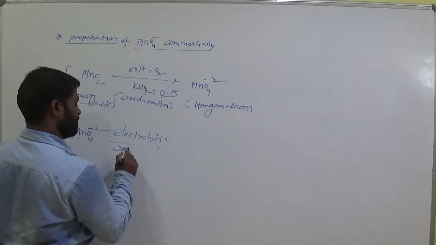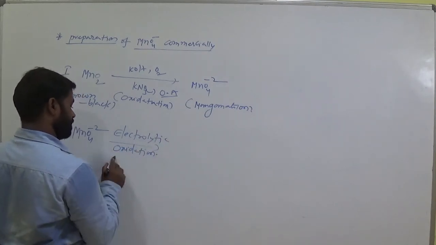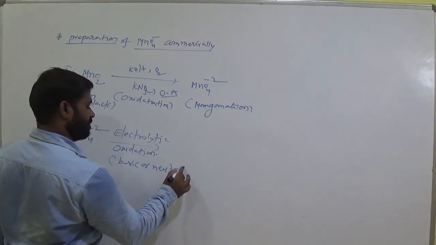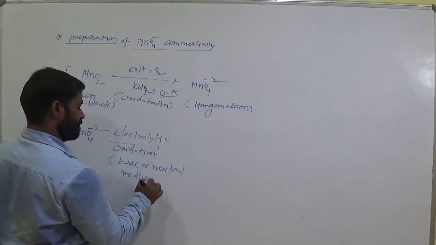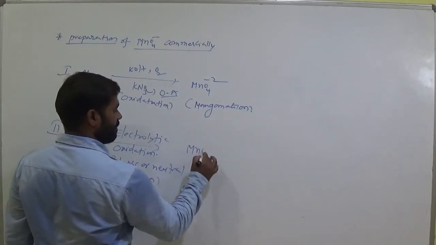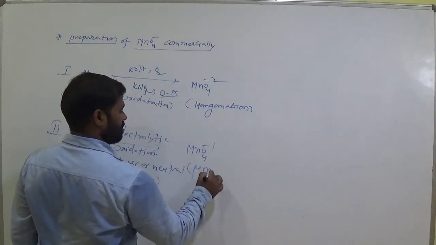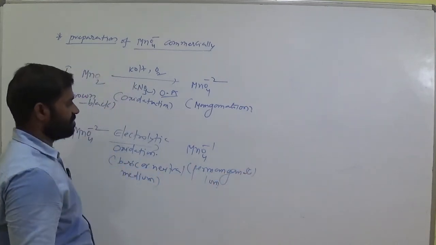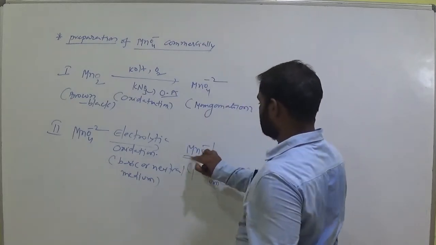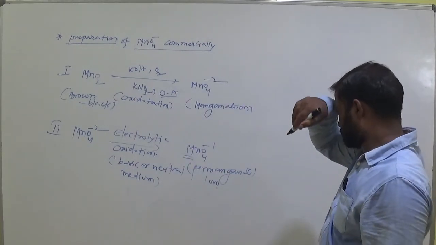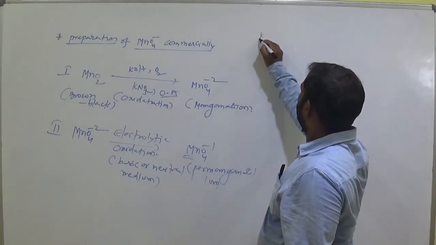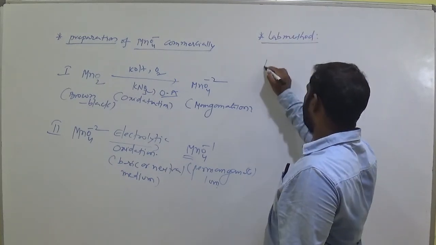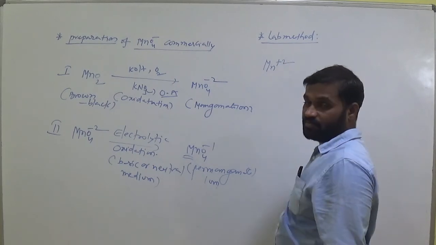And in the second step we take that one, MnO4 2 minus, and electrolytic oxidation takes place in the presence of basic or neutral medium. It gives MnO4 minus, permanganate ion. Okay, this is one of the preparations, you should know this one. Okay, a lab method. In the laboratory, how can we prepare MnO4 minus?